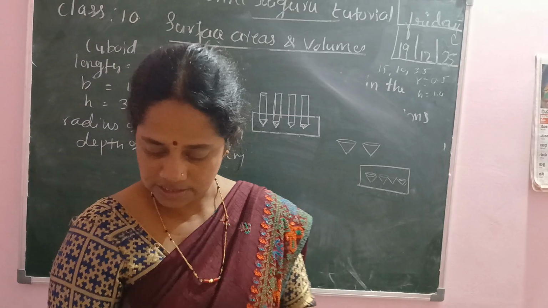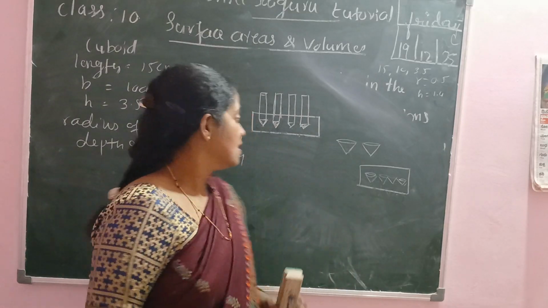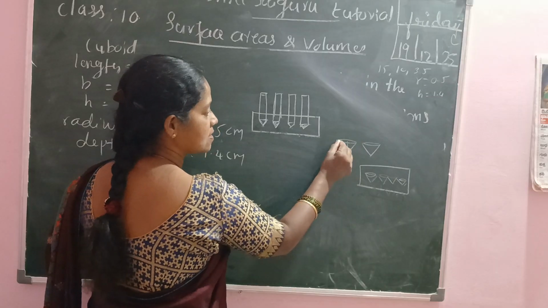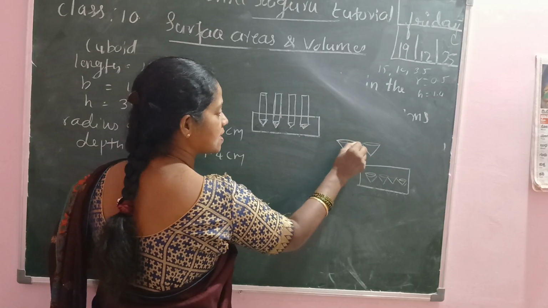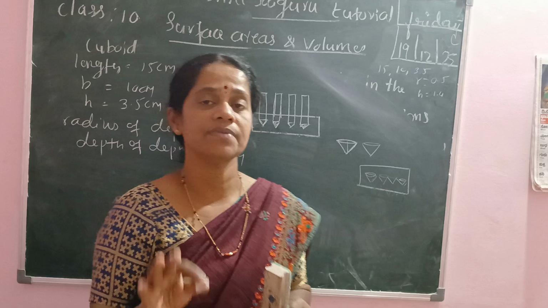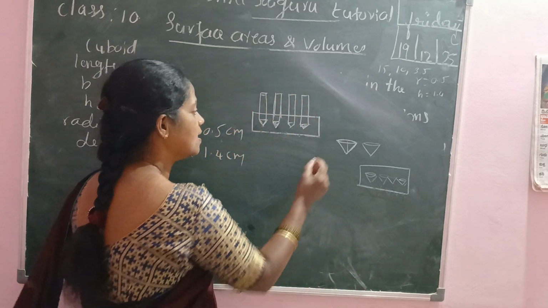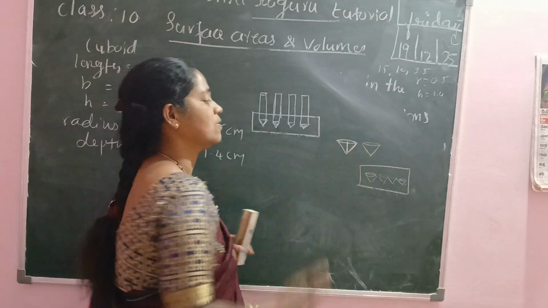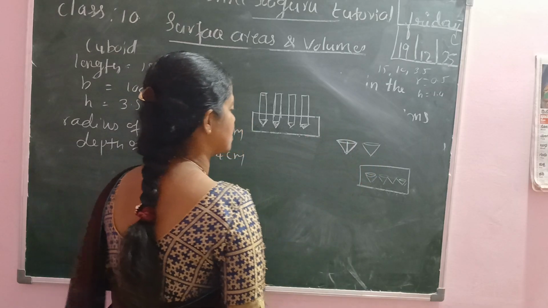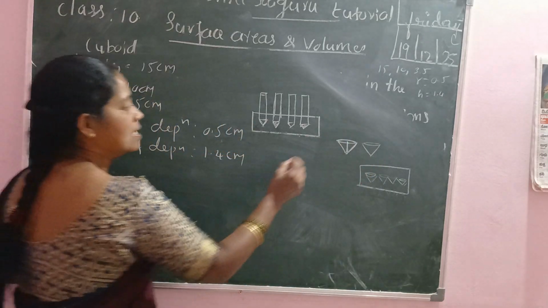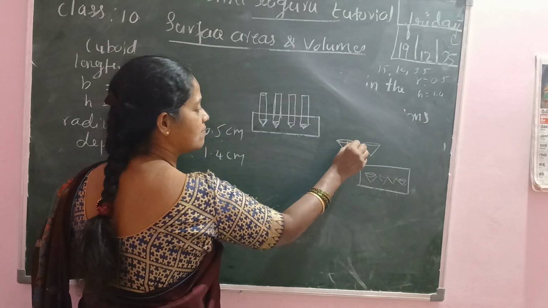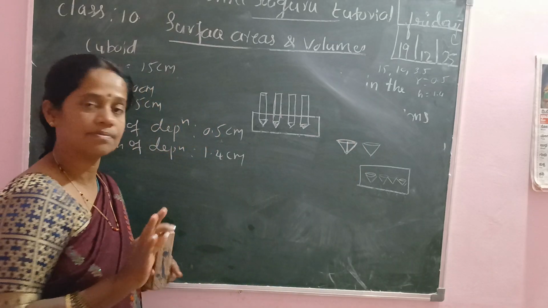This is the height of the depression, which is in the shape of a cone, and the depth of the depression is nothing but the height of the cone. Understand? Then the radius of the depression is this much part. This is the radius of the depression, which is nothing but the radius of the cone.